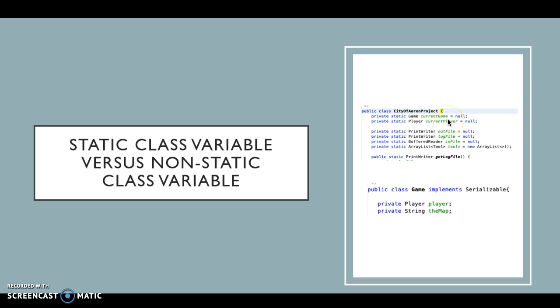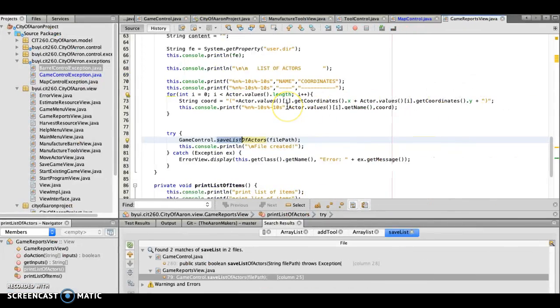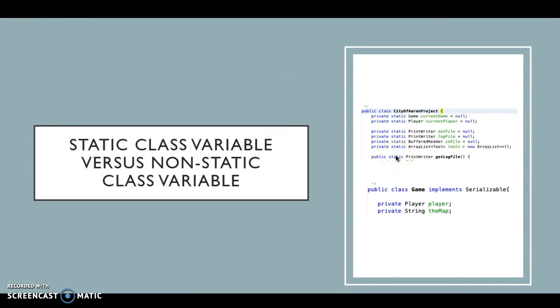So I can use this current game. I can set a value and use this value without having to create an instance of this class. I can simply call the class current game, and I will have access to this variable. It happens also with all of these variables that were declared as static.